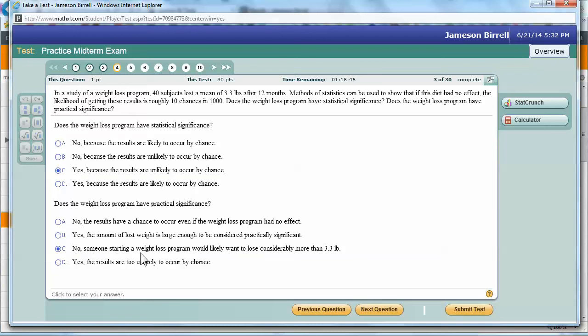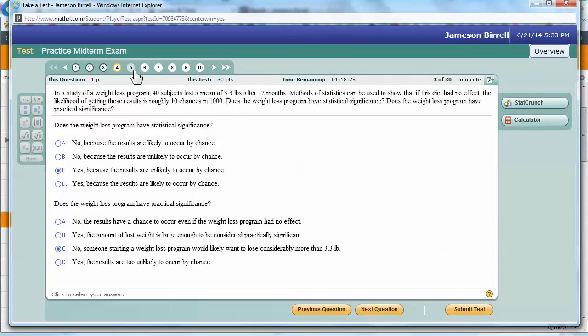No, someone starting a weight loss program would likely want to lose considerably more than 3.3 pounds. So it's not practically very useful. But statistically, yeah, technically, apparently we've done a program here that works. Now get that program to do more than that.